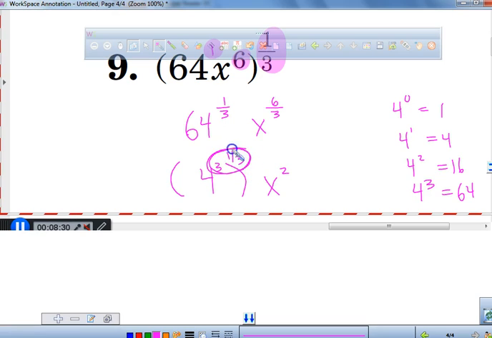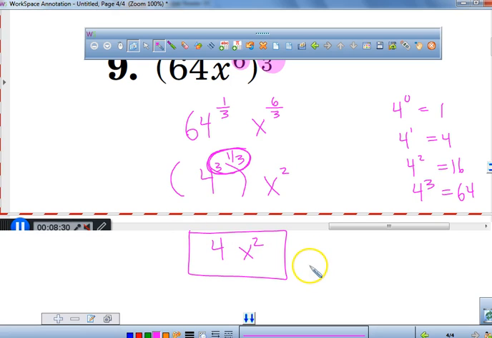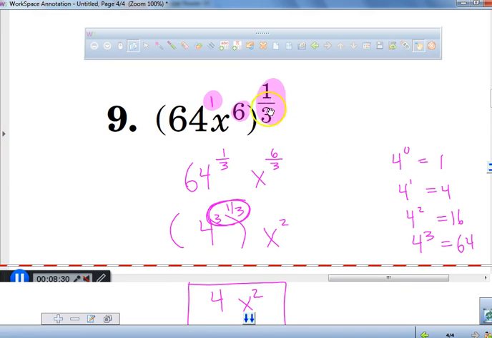What can I do with those powers? You multiply. And what is 3 times a third? This becomes 4 to the first. I don't have to say 4 to the first, because everybody, this would be your final answer for number 9. Why don't we have to worry about absolute value bars? Because our index was odd.